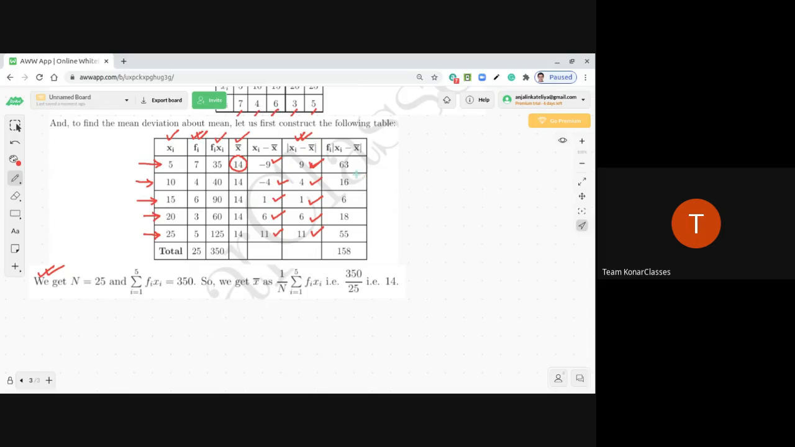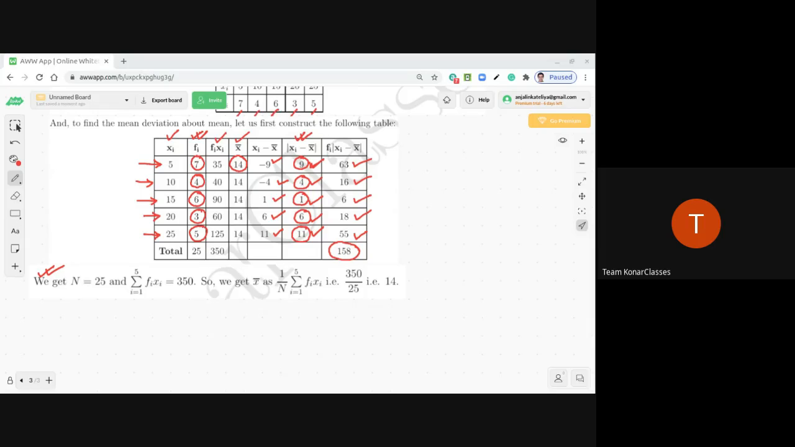So then we get that 7 and 9 are multiplied, we get 63. Then 4 and 4 multiplied, we get 16. Then 6 and 1 multiplied, we get 6. Then 3 and 6 multiplied, we get 18. Then 5 and 11 multiplied, we get 55. Now, dear students, all these values, 63, 16, 6, 18, and 55, have to be added, and we get the value 158.